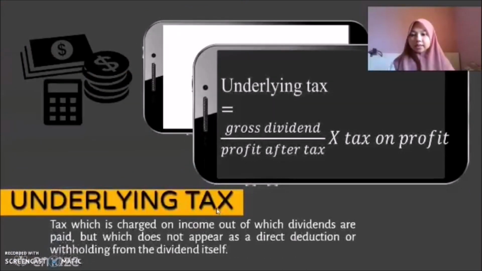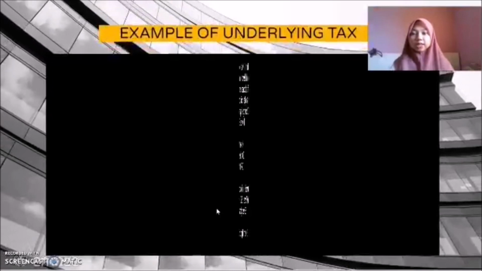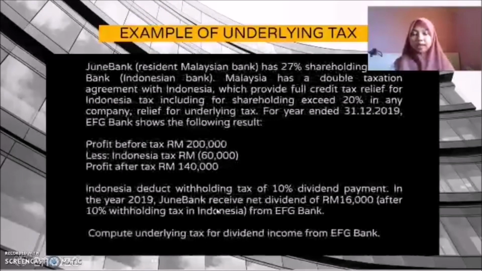Underlying tax is the tax which is charged on income out of which dividends are paid, but which does not appear as a direct deduction or withholding from the dividend itself. As you can see, this is the formula of underlying tax, which is gross dividend divided by profit after tax, times by tax on profit. To make it clearer, this is an example of underlying tax.